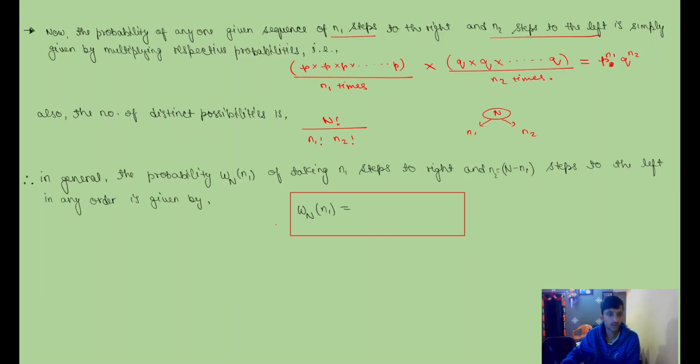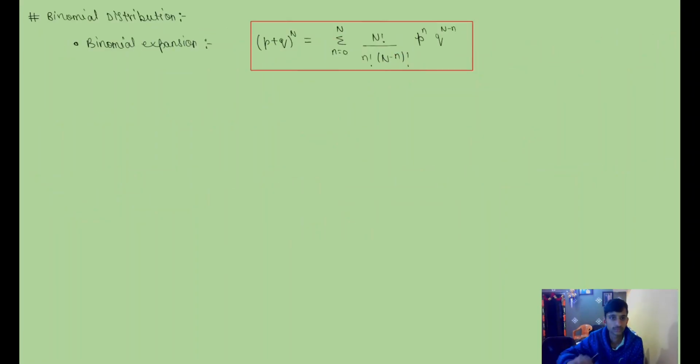Okay. So now, in general, what will be the probability of taking n1 steps to the right and n2 steps to the left in any order? That will be nothing but n factorial divided by n1 factorial, n2 factorial, and this probability is p raised to power n1, q raised to power n2. Okay, I hope this is clear. So then the random walk problem is done. Now let's come to the binomial distribution.